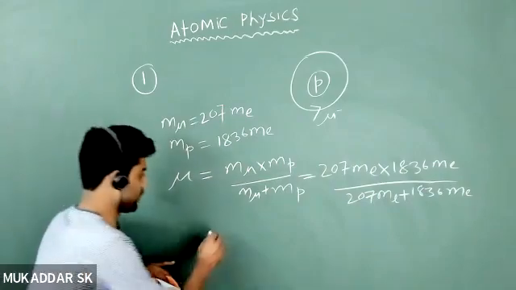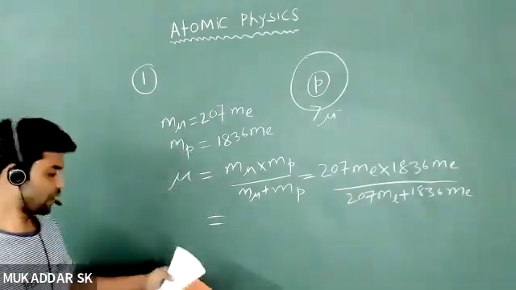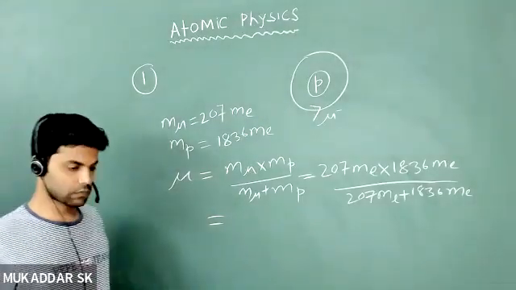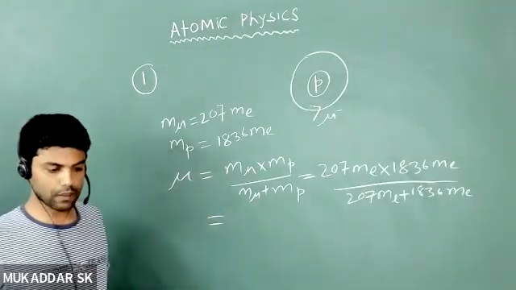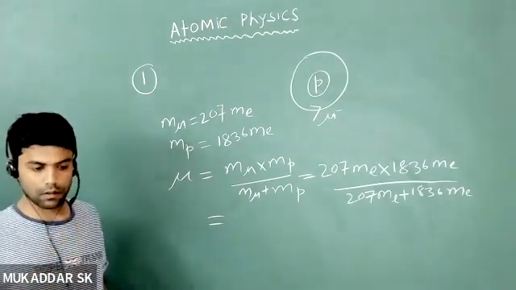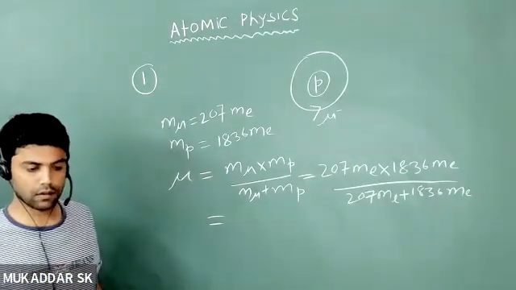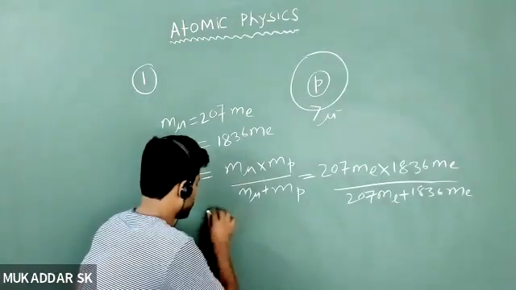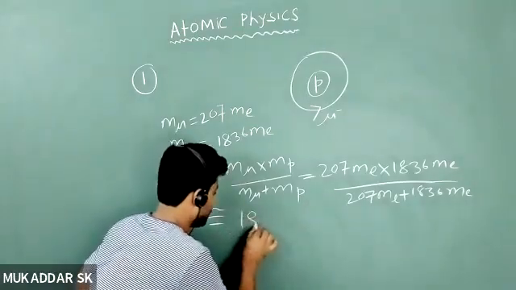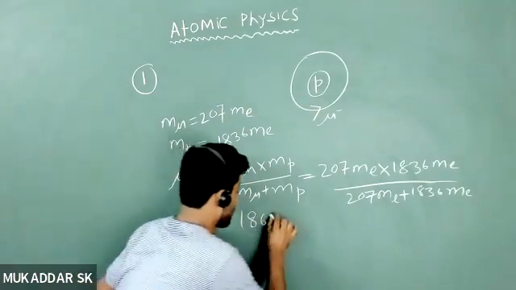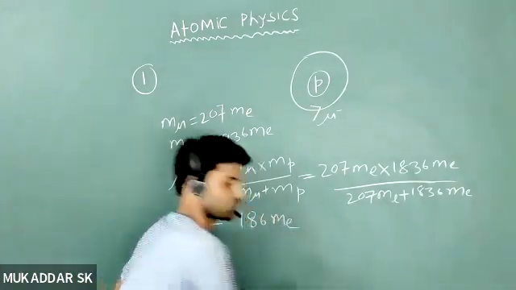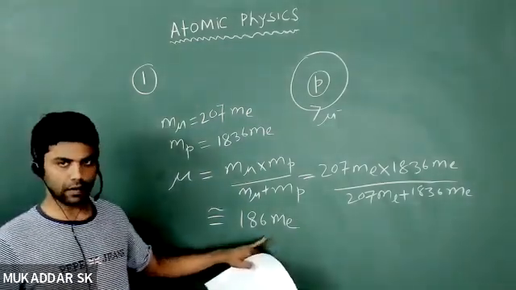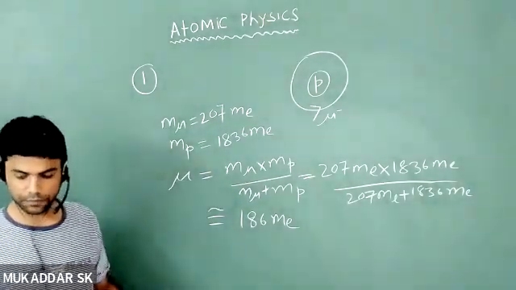So if you calculate that reduced mass, you will simply get around how much? Anyone? How much you will get? Anju? Karthik? 186. 186.03. Very good. Approximately you will get 186 times the mass of the electron.